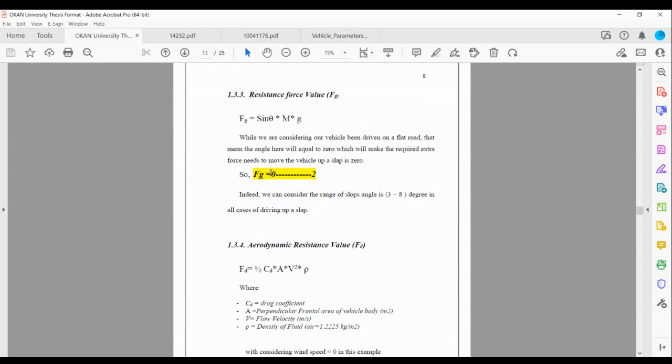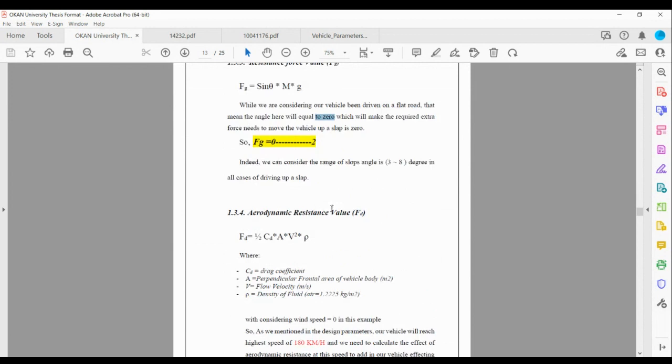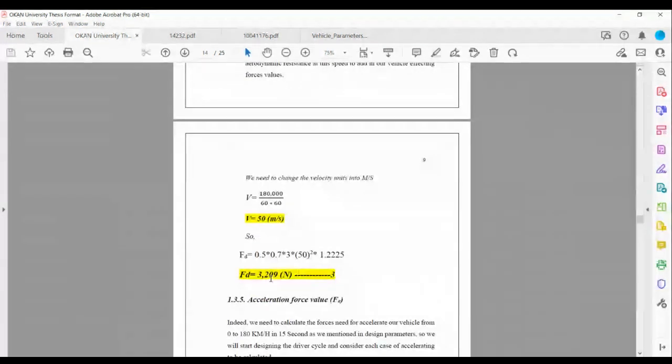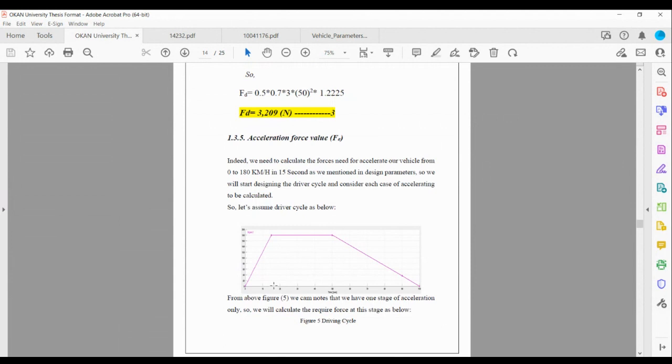Resistance force value, he calculated, it means that while we're considering a flat road, huh, it's not a good approach. Zero will be equal to zero. It's not a good approach. I am not waiting from you zero because your slope will change. For example, sometimes 1 degree, sometimes 3 degrees, maximum 10 degrees. Okay. Aerodynamic resistance value is calculated as 3.209 Newton.